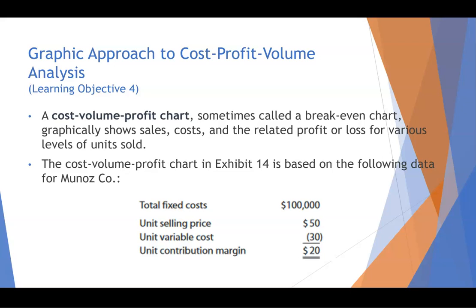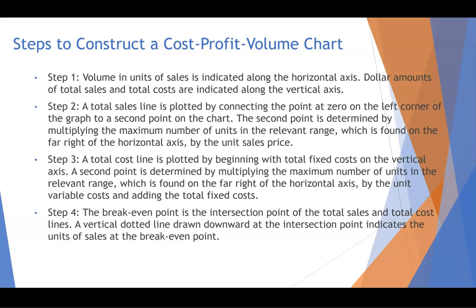Here, we can graph this. A cost-volume-profit chart, which we call a break-even chart, shows the sales, the cost, and the profit or loss for various levels that we're going to sell. So we're going to look at Munoz with fixed costs of $100,000, unit selling price of $50, unit variable cost of $30, and then a unit contribution margin of $20.